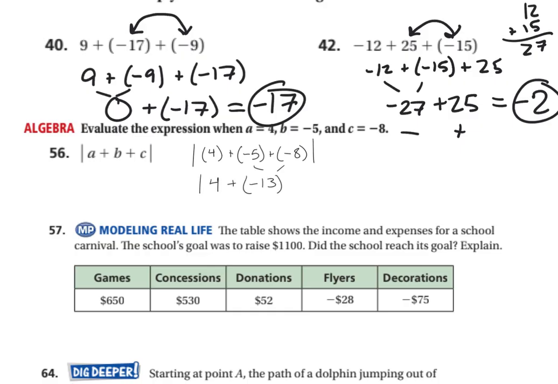I'm still adding 4 to this. I haven't touched that yet. Now I have different signs. This is positive, this is negative. So I'm going to subtract the two values, 13 and 4, which I get 9. And since 13 is the greater value and it's negative, we're going to keep this -9. Last up, I have absolute value bars around it. I have to think, what is the absolute value of -9? How far away is it from 0? It is 9 units away.